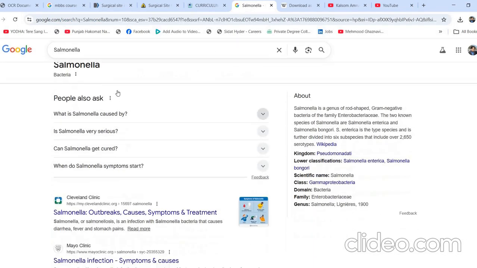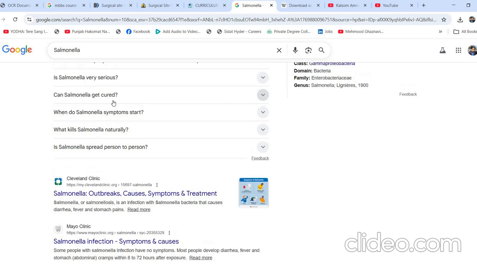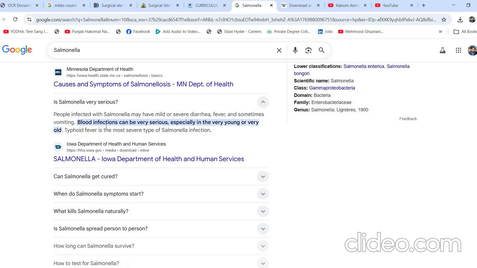Salmonella infection occurs when bacteria called Salmonella live in the intestinal tract of animals, including birds. Salmonella is usually transmitted to humans by eating food contaminated with animal feces. Every year, approximately 10,000 cases of Salmonella are reported in the United States. Salmonella can be very serious. Blood infection may be serious, especially in the very young or very old. Typhoid fever is the most severe type of Salmonella infection.